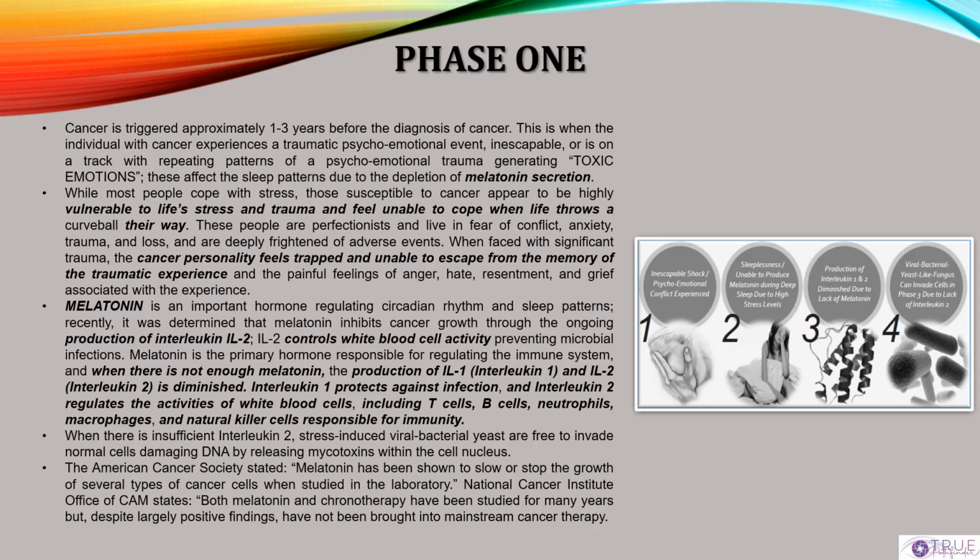Melatonin is also the primary hormone responsible for regulating your immune system, and as a result, when there is not enough melatonin, the production of interleukin-1 and 2 is diminished. Interleukin-1 is also very important because it protects against infection, and interleukin-2 regulates the activities of your white blood cells, including the T cells, the B cells, the neutrophils, macrophages, and natural killer cells that are all responsible for your immunity. So when there is insufficient interleukin-2, the stress-induced viral, bacterial, and yeast are free to invade normal cells, thereby damaging the DNA by releasing mycotoxins within the cell nucleus.